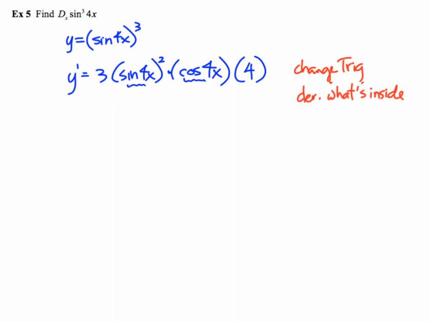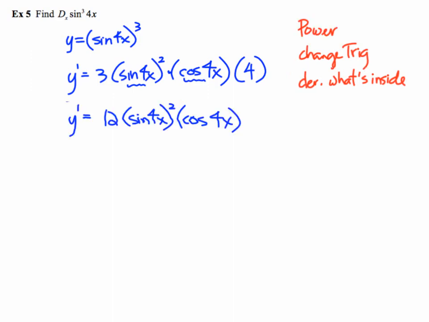My final answer, 3 times 4 equals 12. Sine 4x all squared times cosine 4x.